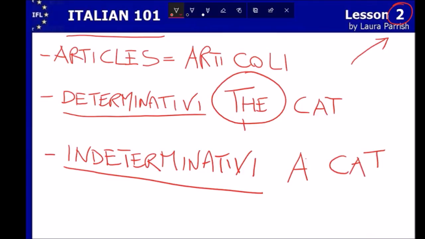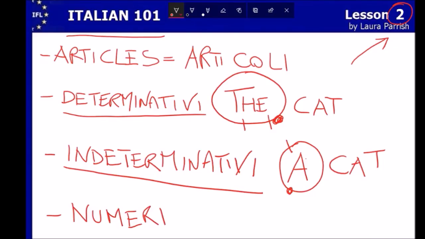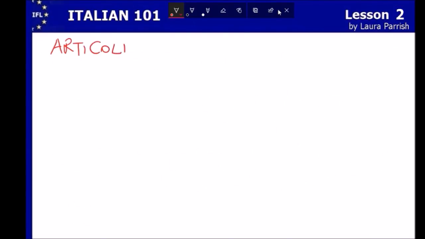You see, it's the same in English. You have two kinds of articles, determinative and indeterminative. We're going to study the determinative, this one, and then the second one. We're also going to study i numeri, numbers in Italian, okay? Articoli determinativi.